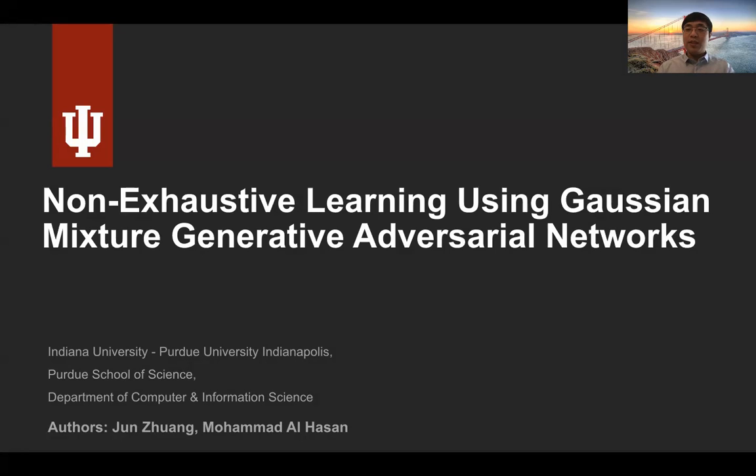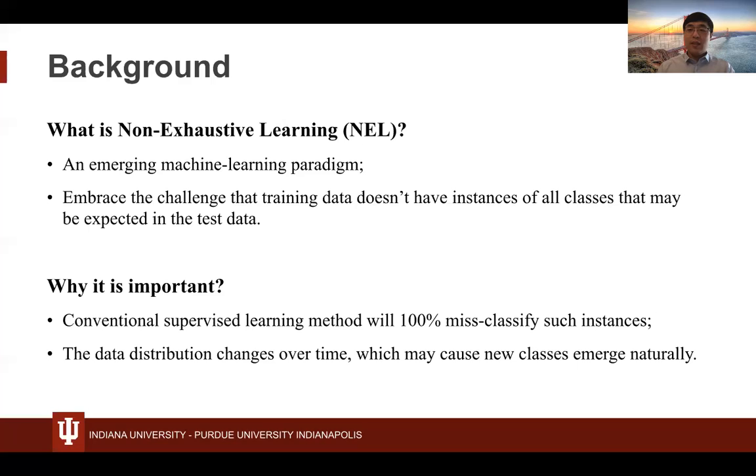Today, I'm going to introduce our work, non-exhaustive learning using Gaussian mixture generative adversarial networks. At first, I will introduce the background. Non-exhaustive learning is an emerging machine learning paradigm. It embraces the challenge that training data doesn't have instances of all classes that may be expected in the test data. Why is it important?